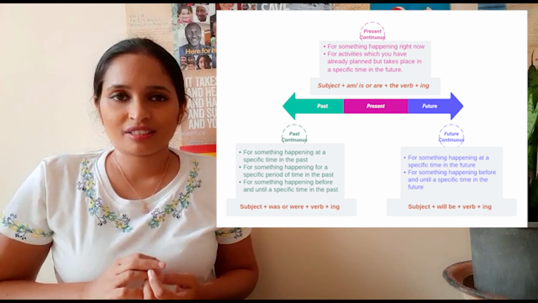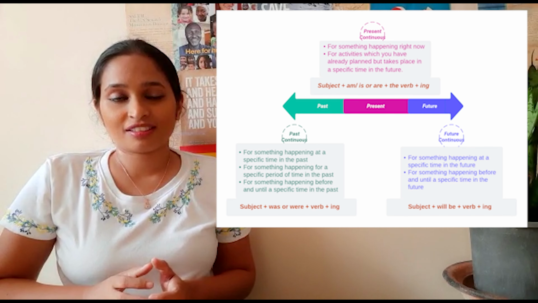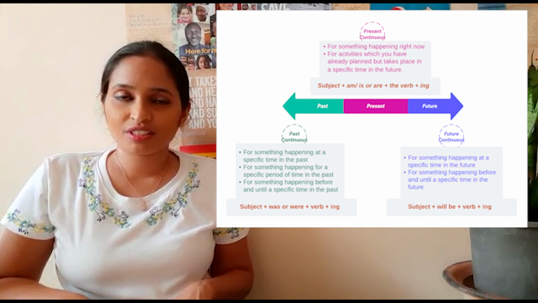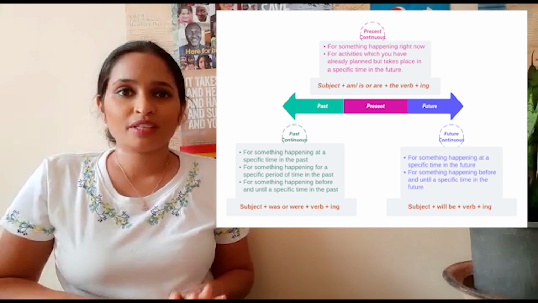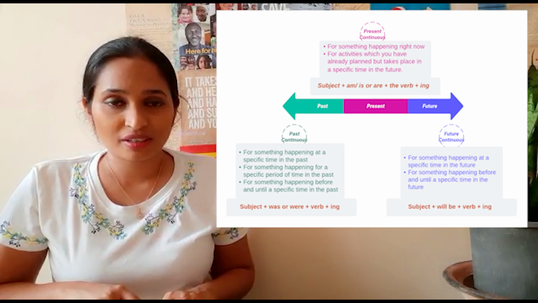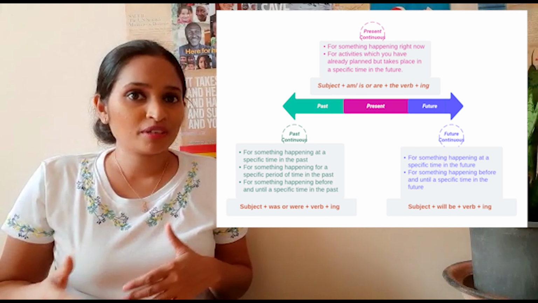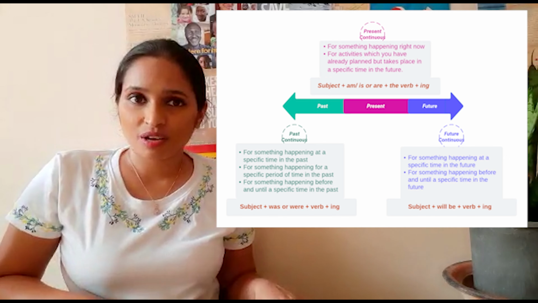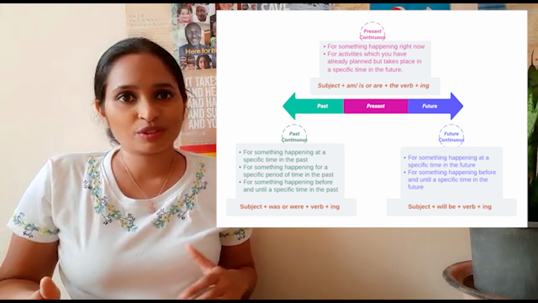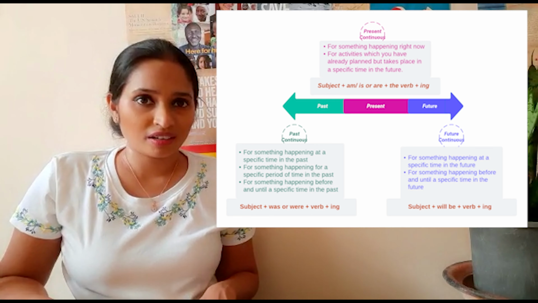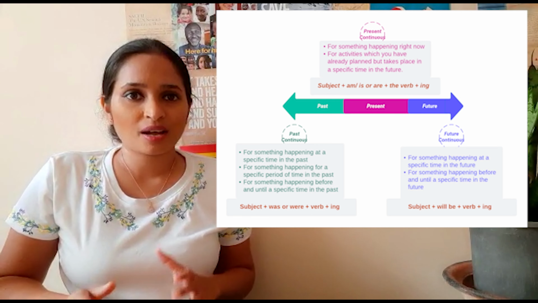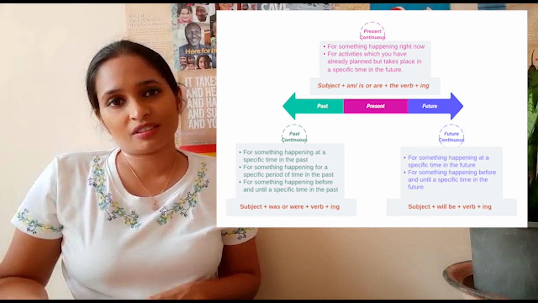So let me recap what we just learned about the continuous aspect in the present, the past, and the future. We learned the present continuous tense to talk about activities that are happening right now and for activities which are already planned but take place at a specific time in the future. We use the past continuous tense to talk about things which were happening at a specific time in the past and actions which were happening for a period of time in the past and for actions which were happening until a specific time in the past.